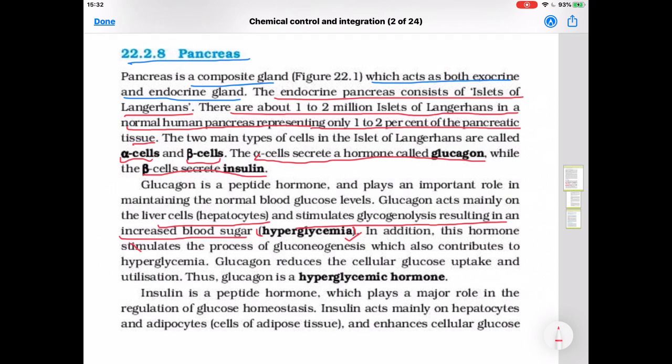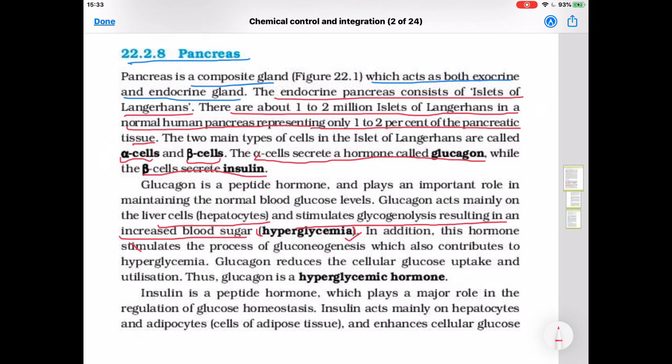In addition, this hormone stimulates the process of gluconeogenesis, that is synthesis of new glucose. Gluco means glucose, neo means new, genesis means synthesis. It also stimulates the synthesis of glucose, which also contributes to hyperglycemia. Glucagon reduces the cellular glucose uptake and utilization. Thus, glucagon is a hyperglycemic hormone. So, glucagon increases the blood glucose level.